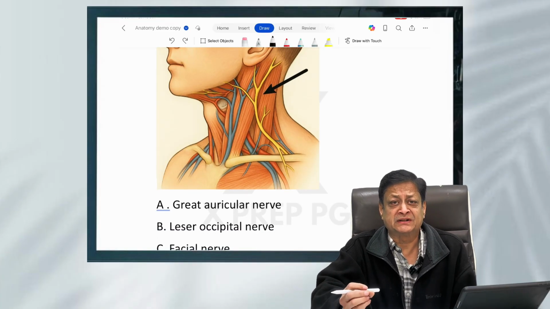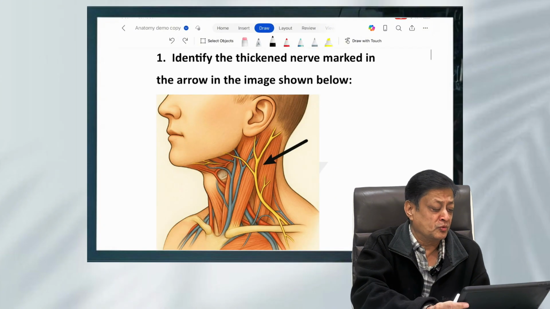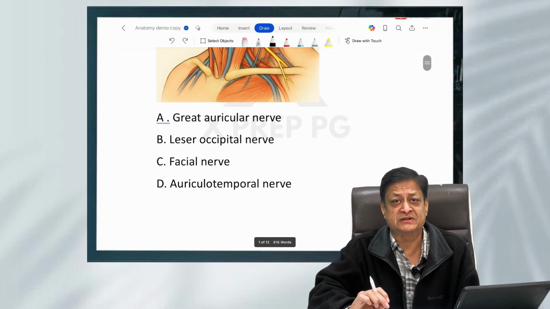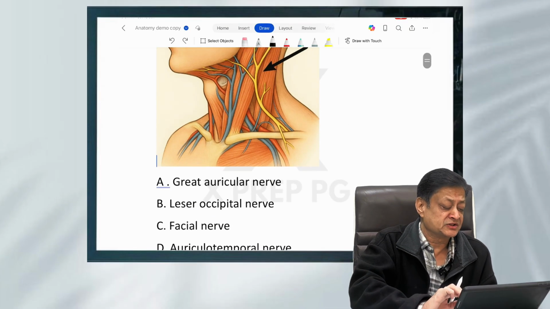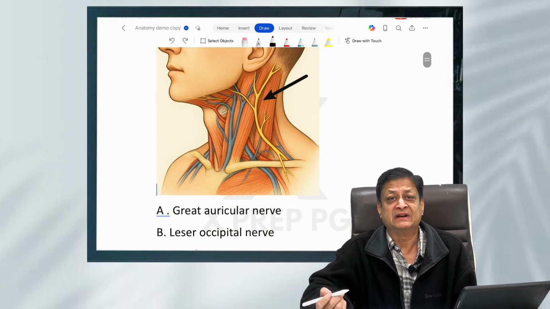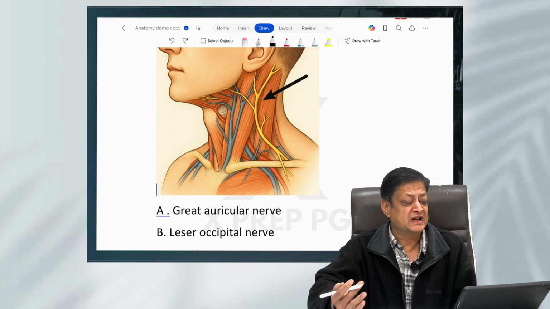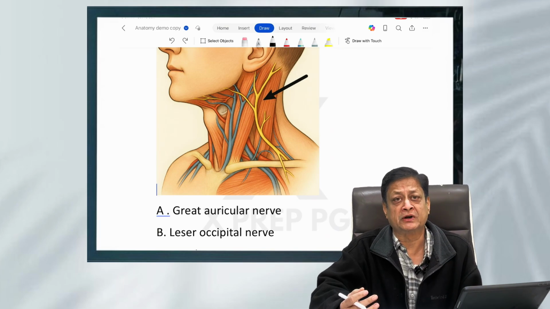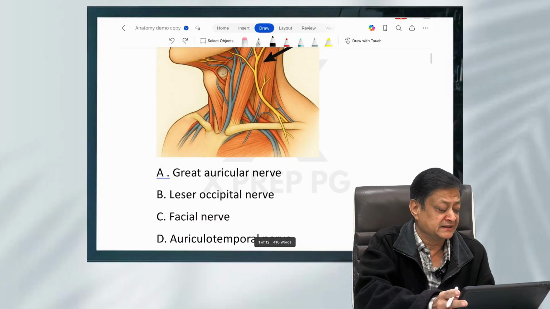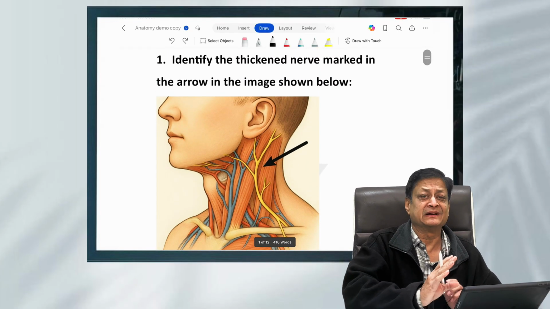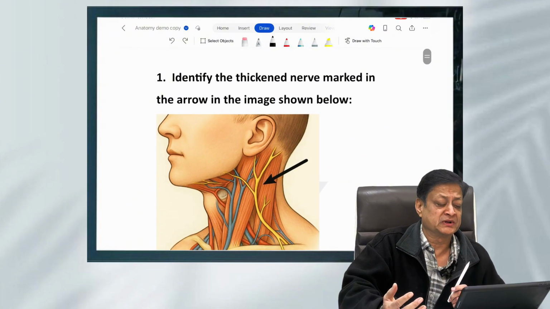We have to discuss other probabilities. Why is this nerve the greater auricular nerve and not the lesser occipital nerve? It is not the lesser occipital nerve because the lesser occipital nerve, although it is a branch of the cervical plexus, starts deep to the sternocleidomastoid muscle. Then the choice C is the facial nerve. We know that the facial nerve doesn't enter the neck. Only one branch comes to the neck.